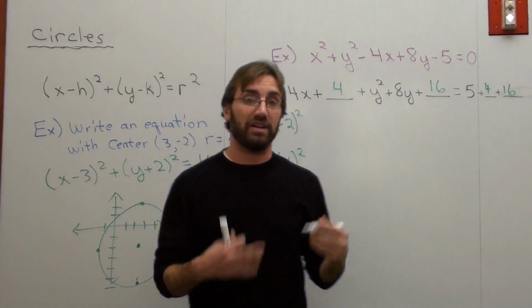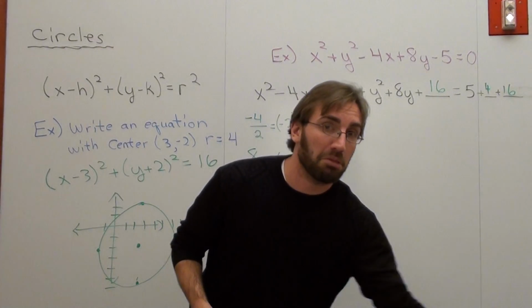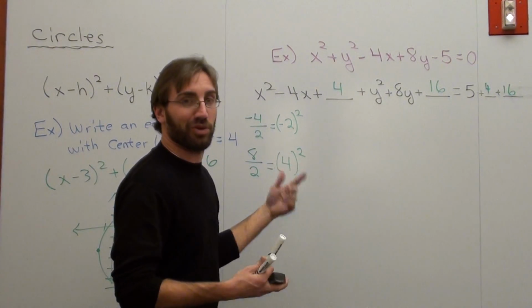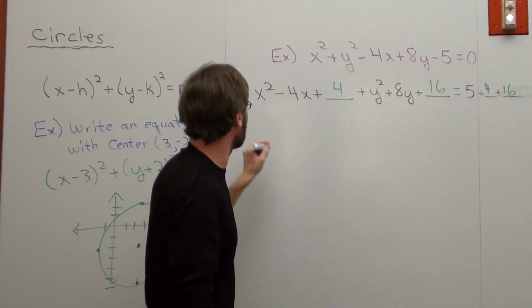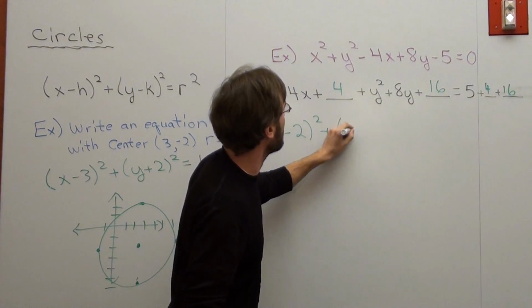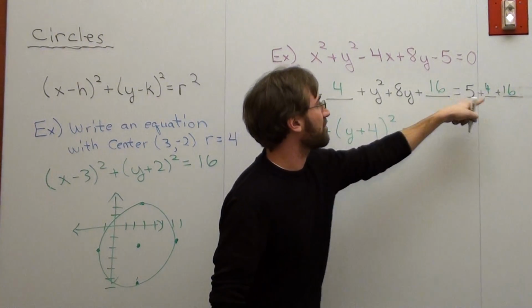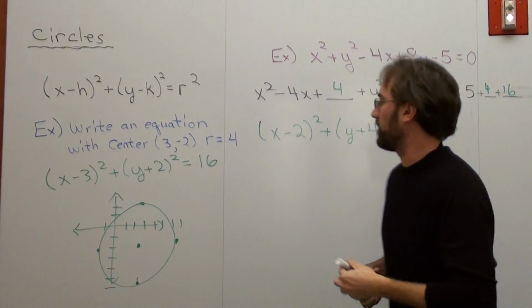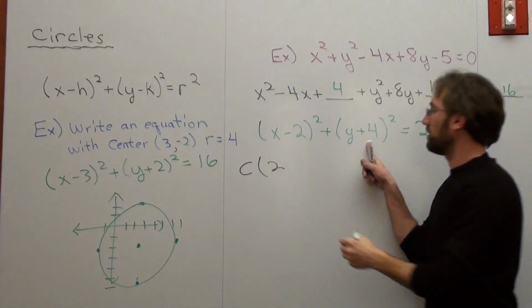So now what I got is I got to factor this, x squared minus 4x plus 4. Go ahead and erase that. It's going to be -2 and 4 inside the parentheses. Ugh. This just didn't work out the way that I wanted it to. So it's x minus 2, quantity squared, plus y plus 4, quantity squared, equals 5 plus 4 is 9, plus 16 is 25. So if somebody asks you what the center of the circle is, you can say, it's at 2, -4.